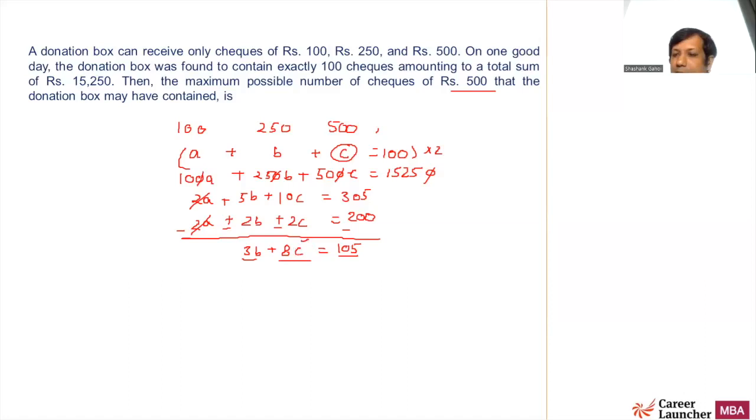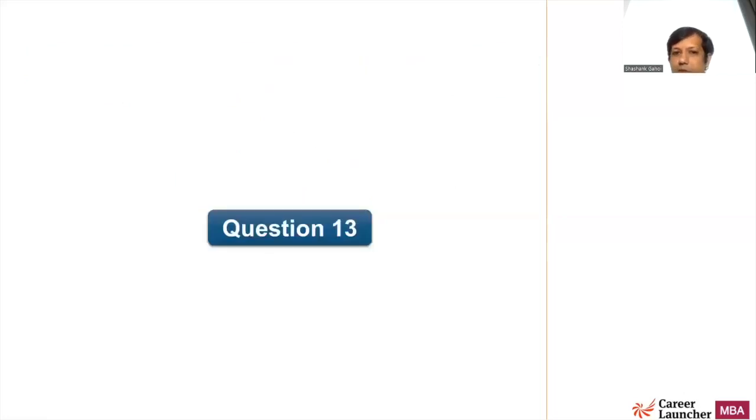So if I put C equal to 12, so 8 into 12 comes out to be 96. It means 3B should be 9. It means B should be 3. Is it a feasible arrangement? Yes, definitely. So what is the maximum number of checks for 500? That's going to be 12. And this is going to be my answer. This question seems pretty doable in the exam, and I don't think it is going to take a lot of time as well. Now let's see question number 13.